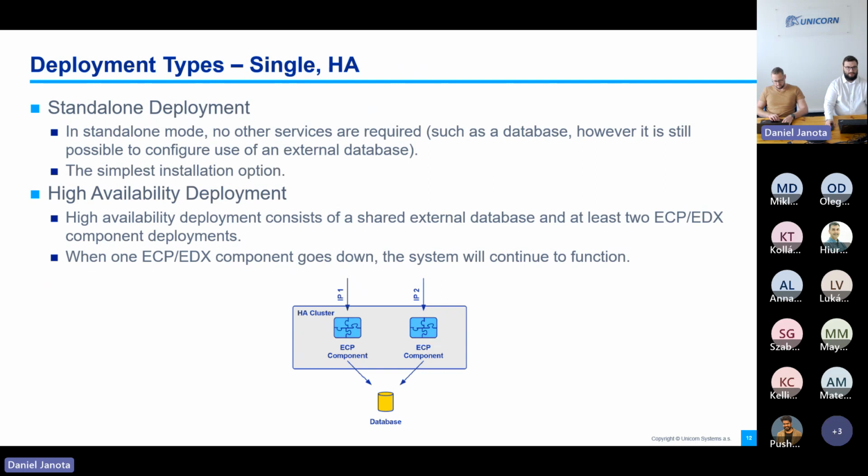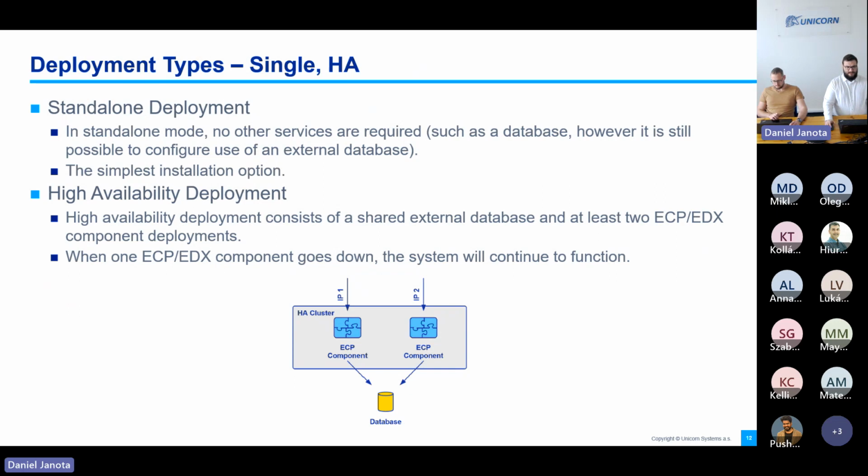Now let's take a look at deployment types. We have two possibilities for how to deploy the ECCoSP. The first one is standalone deployment, which is the simplest installation option. In this mode of deployment, no other services are required, such as a database, because ECCoSP can use, and by default is using, the embedded Apache Derby database, and this database is then fully managed by the application.